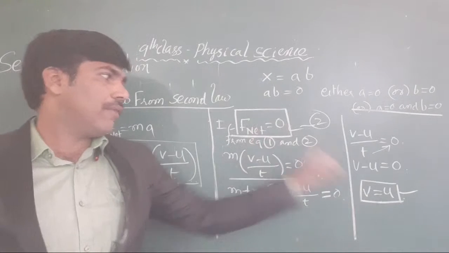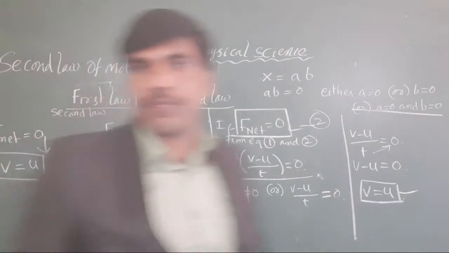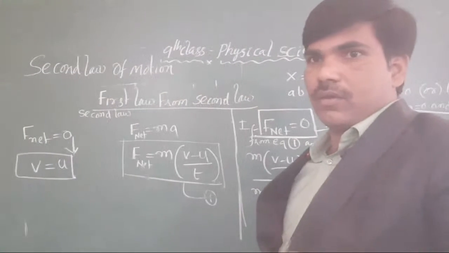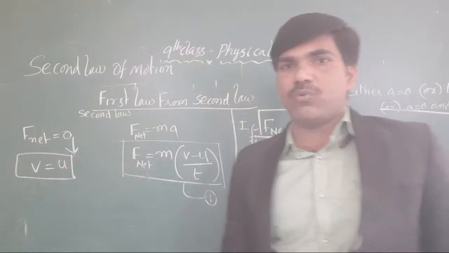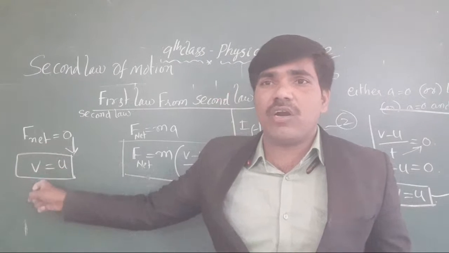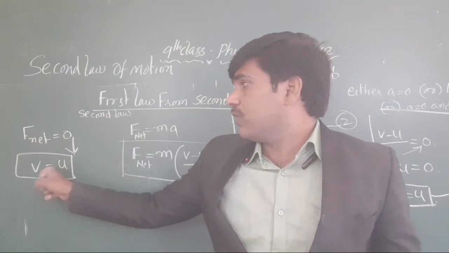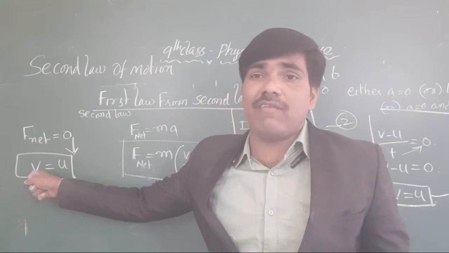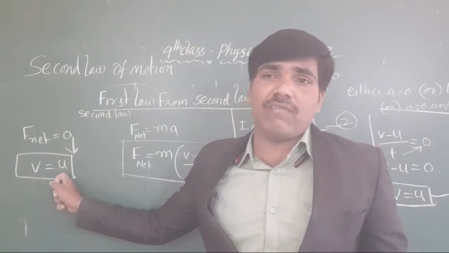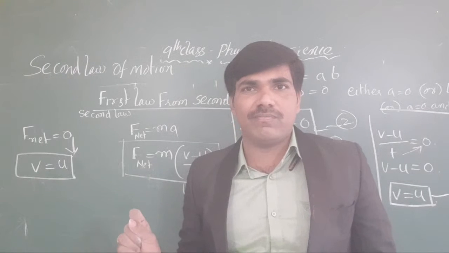Once you combine these two things, F net is equal to 0 and V is equal to u, what does it say? When there is no net force acting, the body is in equilibrium. Equilibrium is nothing but the final velocity V equal to the initial velocity u, meaning the body is under motion.